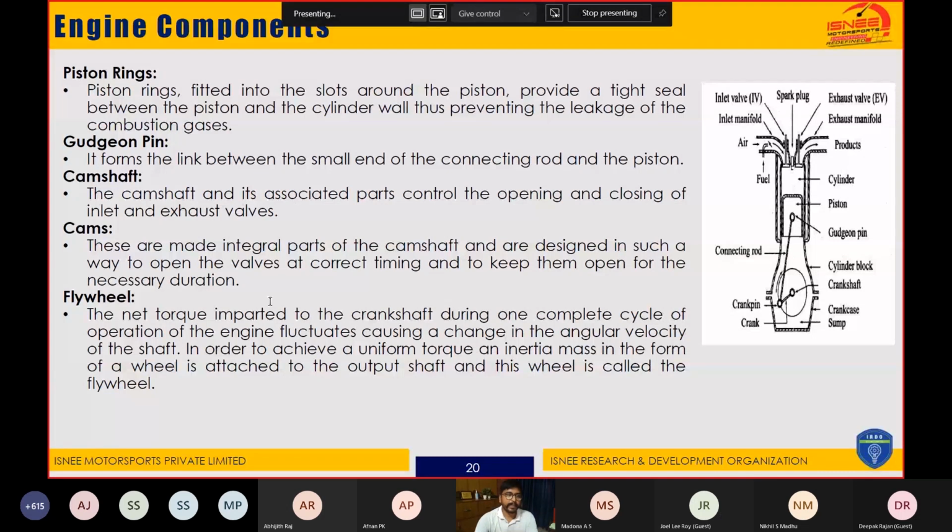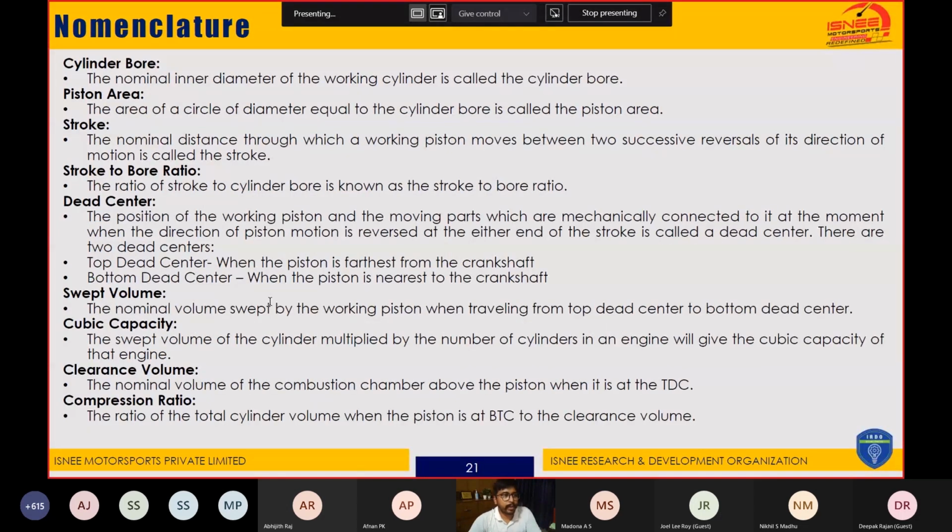Then we have the nomenclature. Nomenclature means cylinder bore. The nominal inner diameter of the working cylinder is called the cylinder bore.